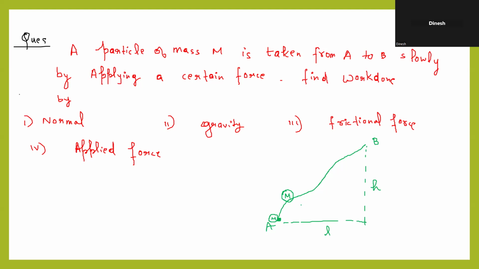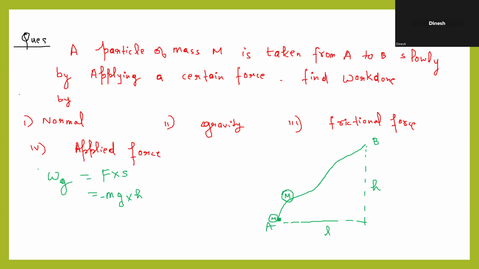Clear? Okay. Now see, in this question the work done by normal is 0. That is no worry. Work done by gravity is also minus mgh. Force into displacement. Force mg is down, displacement is h, but the angle is 180 because force is down and displacement is up.